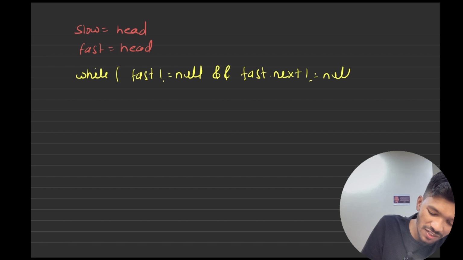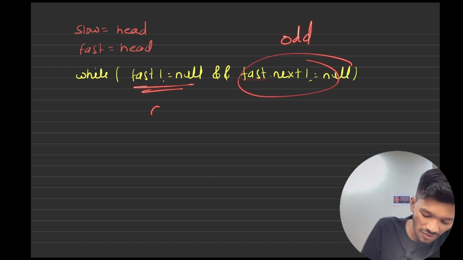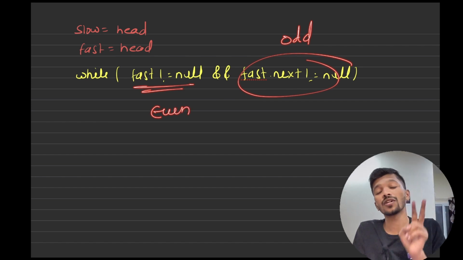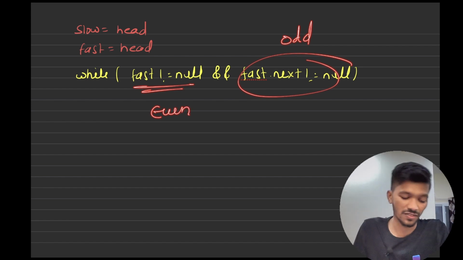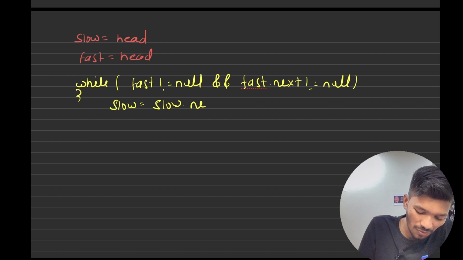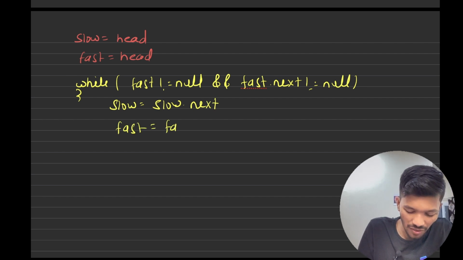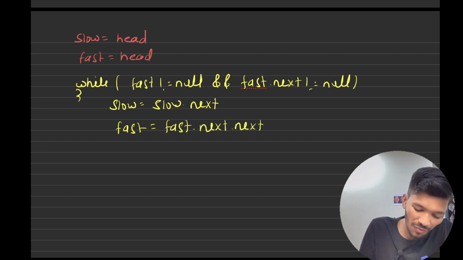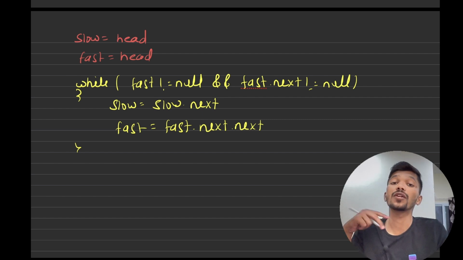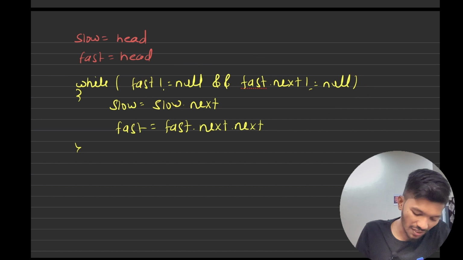Now, this condition is for odd length, whereas this one is for even length. This is why we wrote two conditions in the while condition, right? And what we need to do is simply move my slow pointer by one position, whereas I will move my fast by two positions. So how can I move it? I will write fast of next. With the help of this, we are moving our fast pointer by two positions. And finally, once I come out of this loop, I will simply return the slow.